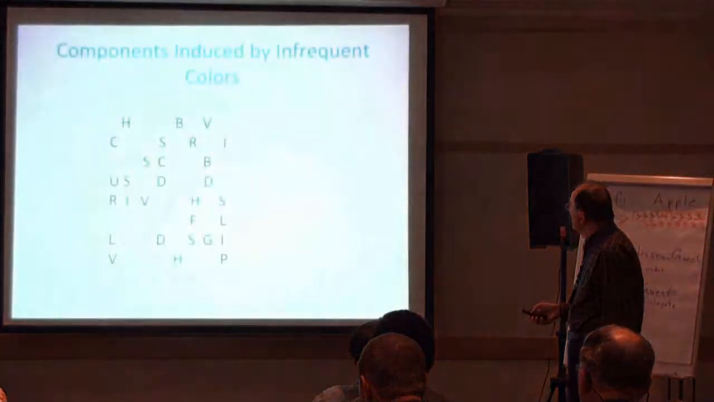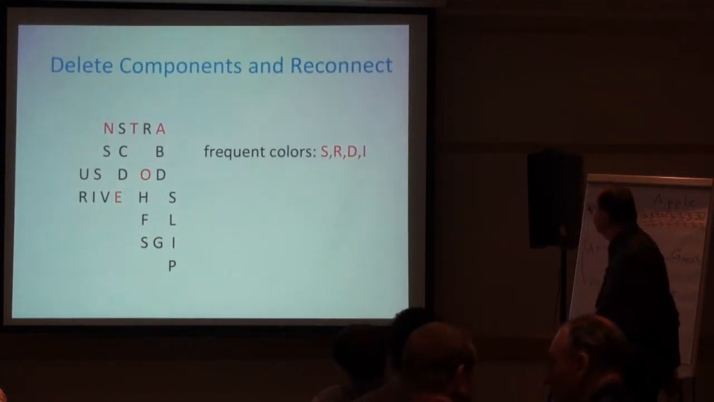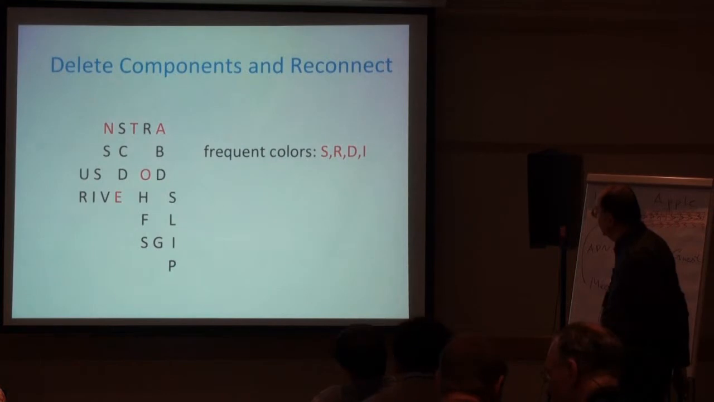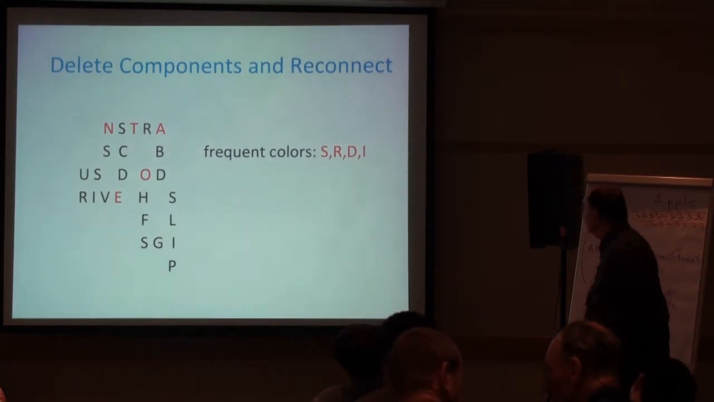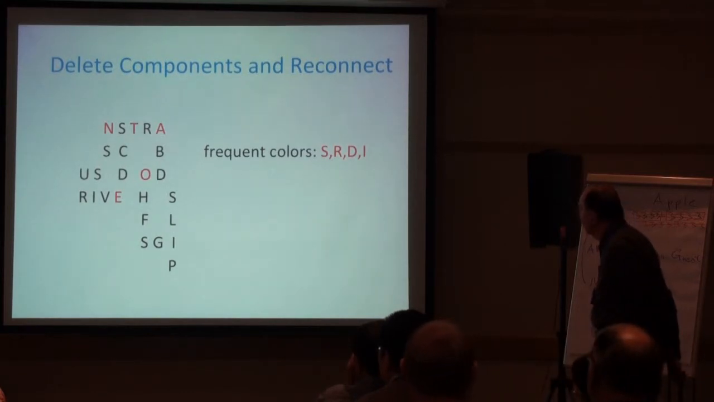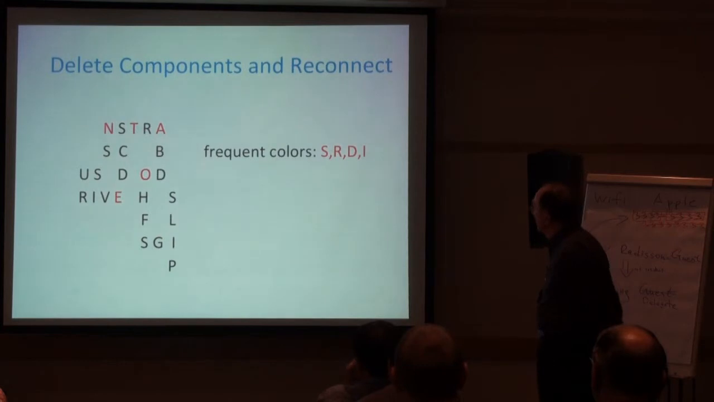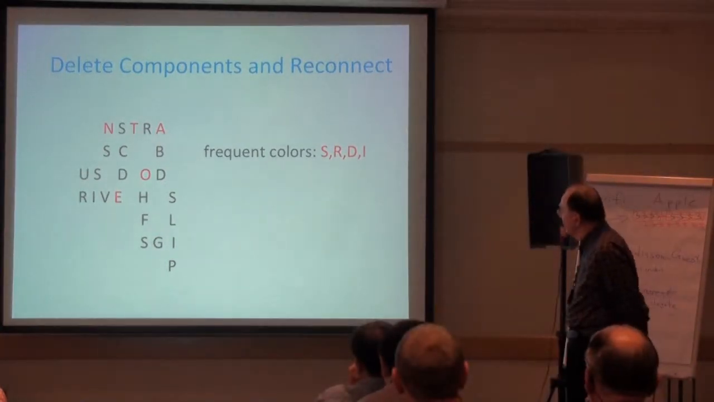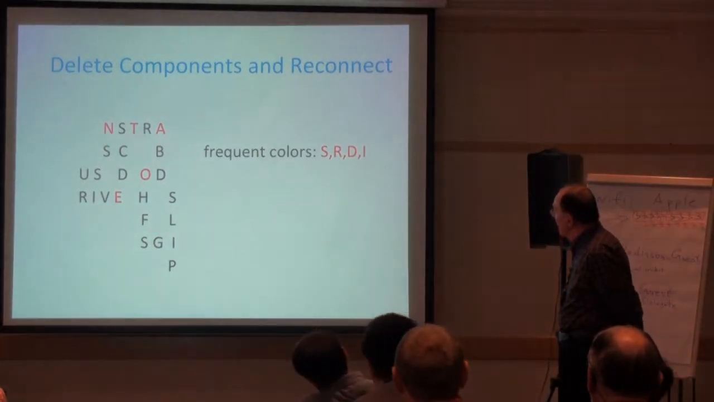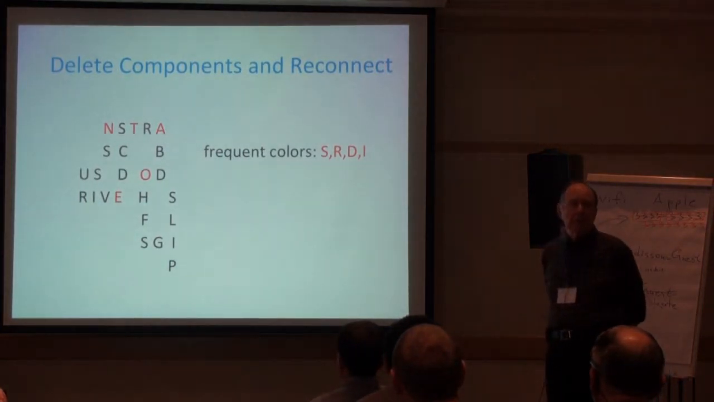Okay. All right, so this is what happens after some components have been deleted and the remaining ones have been reconnected. The letters in red are the occurrences of frequent colors that are added to cover every one of the frequent colors at least once, and to, with a minimum number of color occurrences, reconnect the remaining components.